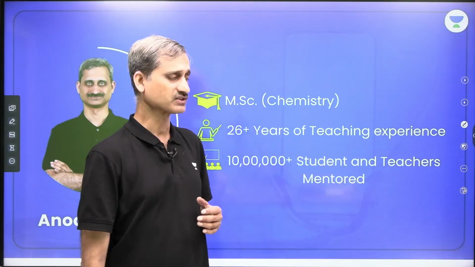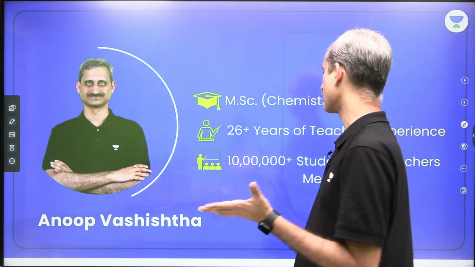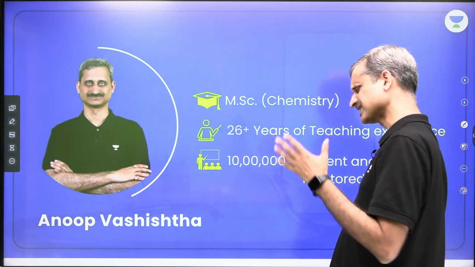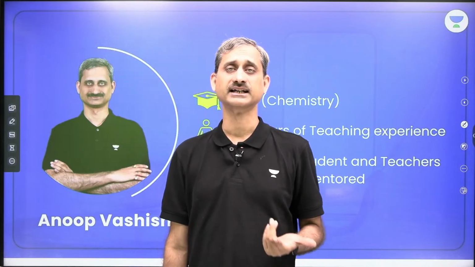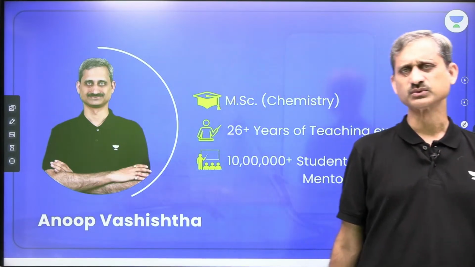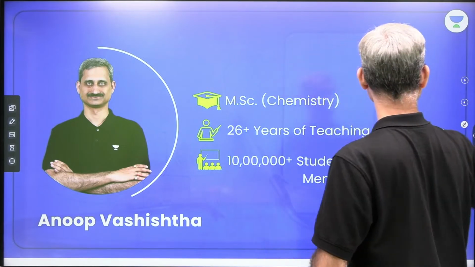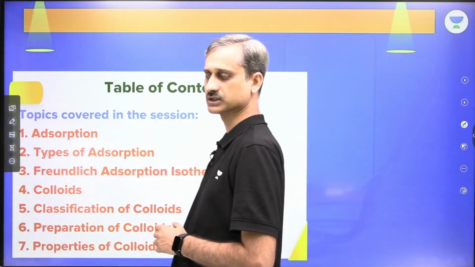So my name is Anoop Vashishtha and I am an MSc in chemistry from University of Delhi. I have an experience which is around 1.5 times of your age, even more than that. I have an experience of more than 26 years. I started teaching in 1995 and then I started teaching the classes of IIT and medicals in 1997 while doing my post-graduation. So lakhs of students have been taught by me. I have lost the count, but let's see. So that's what we have about me, and today these are the topics that we are going to start.